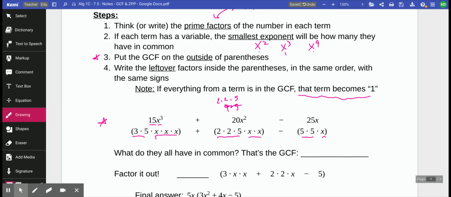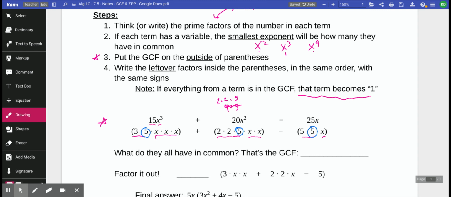So what we're going to do now is look at all 3 of our terms and ask, what do these have in common? Let's start with the number parts: 3 times 5, 2 times 2 times 5, 5 times 5. Maybe you said to yourself, I heard a 5 in every single one of those. So we're going to circle that 5. And then we're going to look at the variables separately, so we do this in 2 parts. X to the third is x times x times x. X squared is x times x, and x is just x.